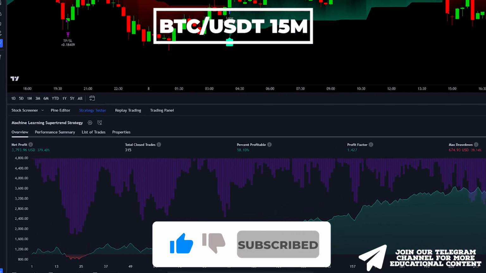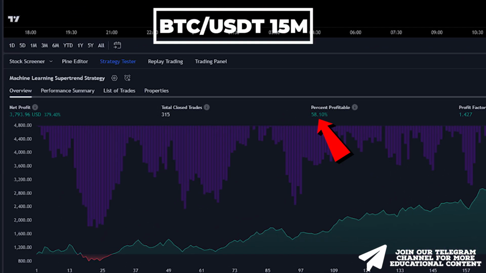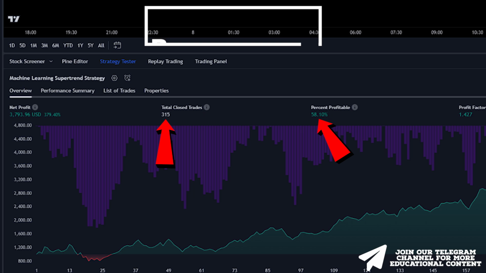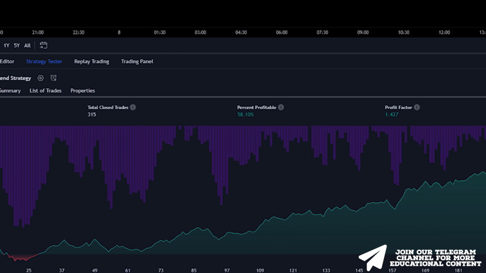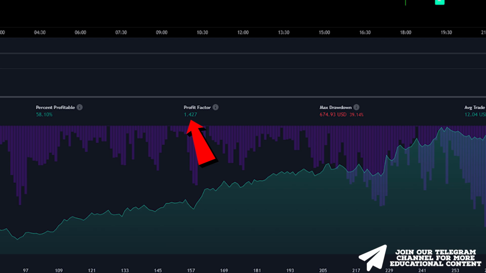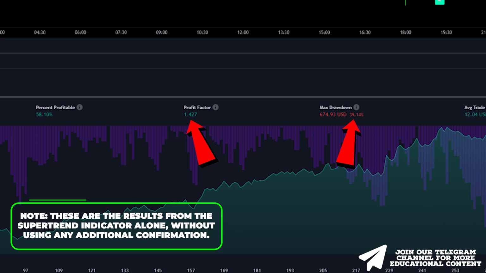So here's Bitcoin, a 15-minute time frame. And just take a look at these amazing results. With a 58% win rate over 315 trades, we achieved a net profit of 379%. Also, we have a profit factor of 1.43 and a bit elevated max drawdown of 39%. However, these are the results from the supertrend indicator alone, without using any additional confirmation. Any volume filter will reduce the maximum drawdown by at least 50%.